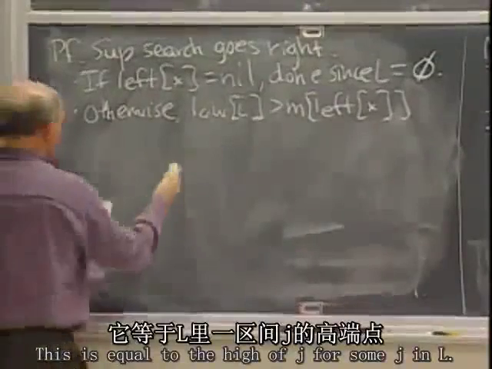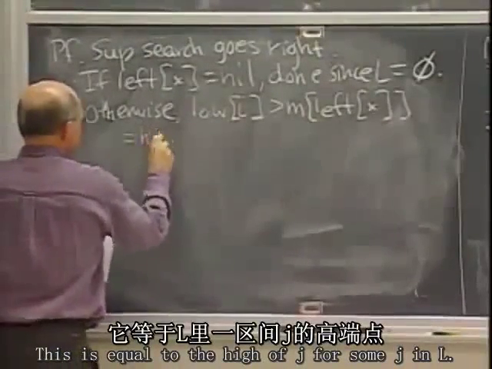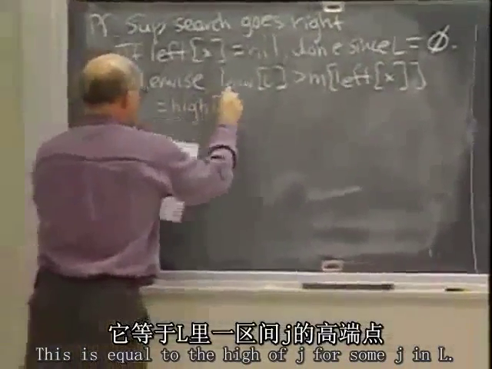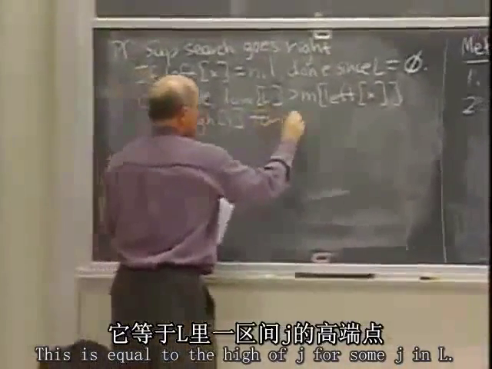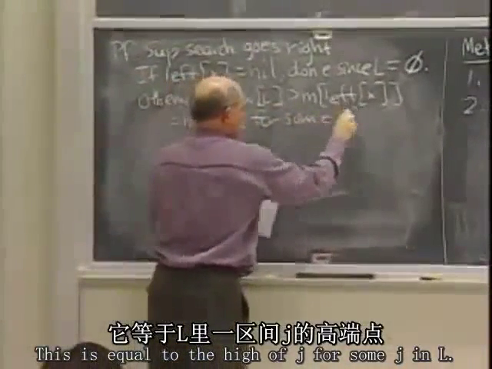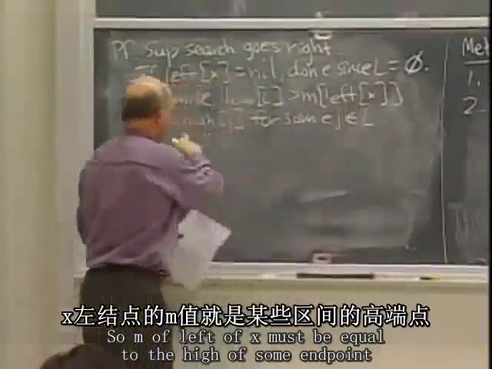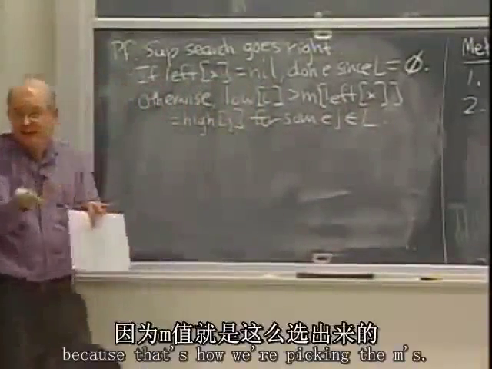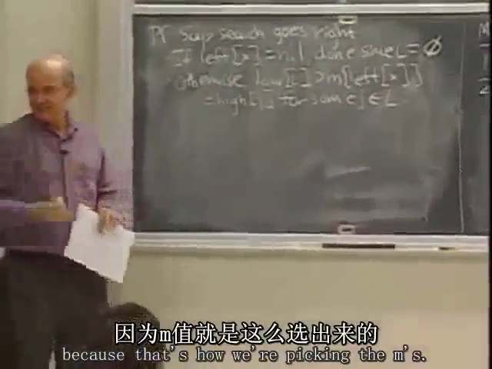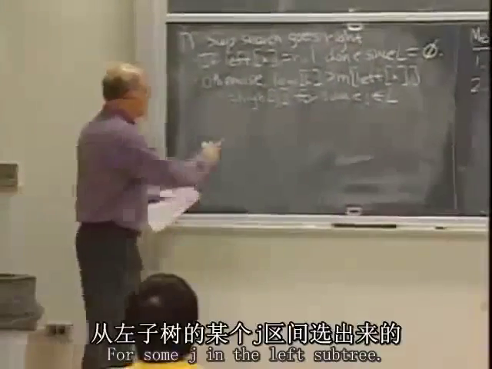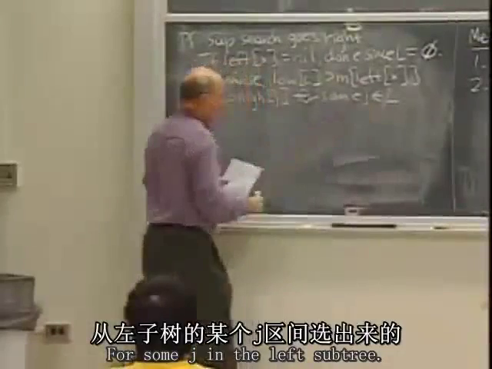So this is equal to the high of j for some j in L. m of left of x must be equal to the high of some endpoint, because that's how we're picking the m's, for some j in the left subtree.